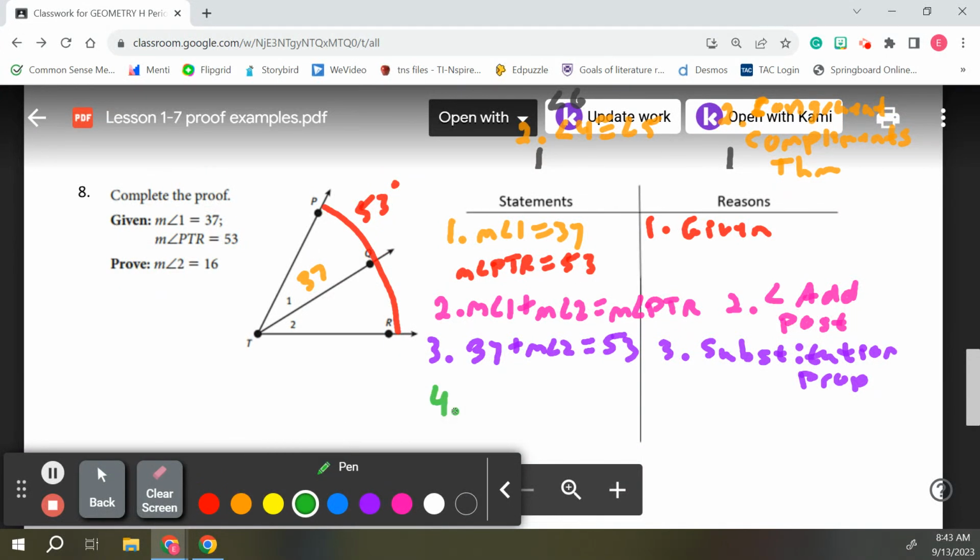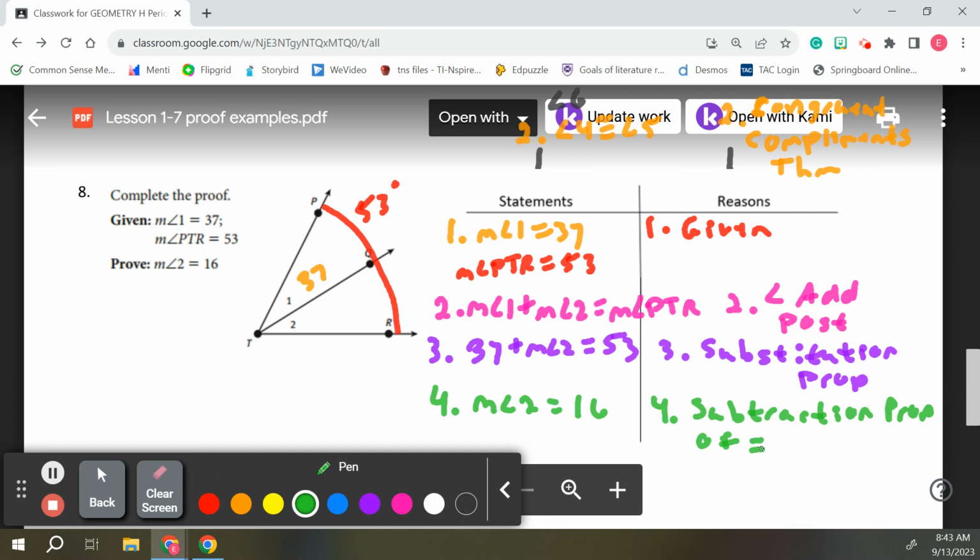Now, I'm going to subtract that 37 from each side, leaving me with the measure of angle 2 equals 16. What property did I just apply there? Subtraction property of equality. And now, does that measure of angle 2 equals 16 look like what we were supposed to prove? Yes, so no symmetric properties required, we're good. If it's flipped at any point, use that symmetric property to bring it back around.